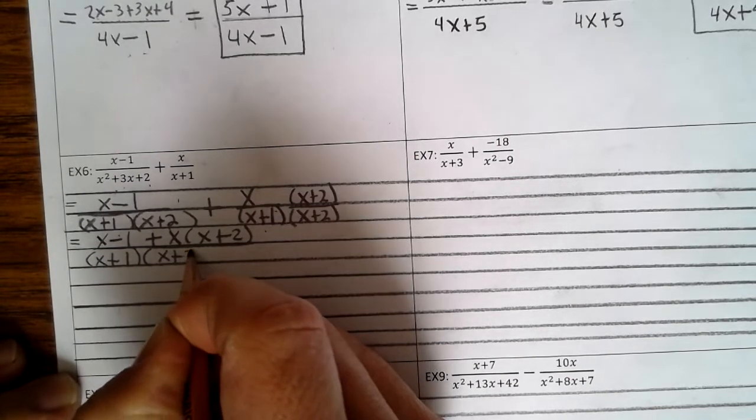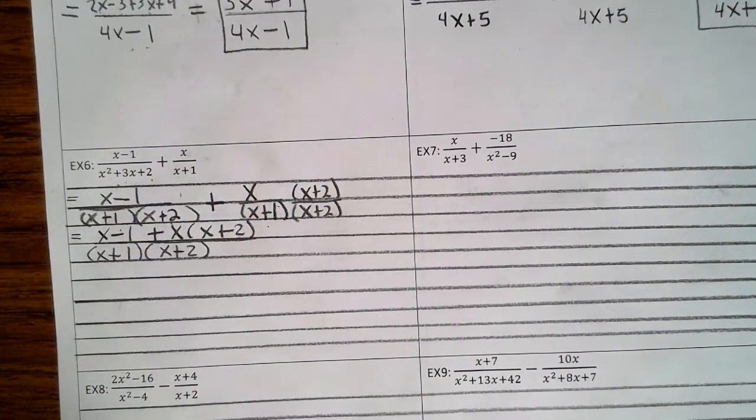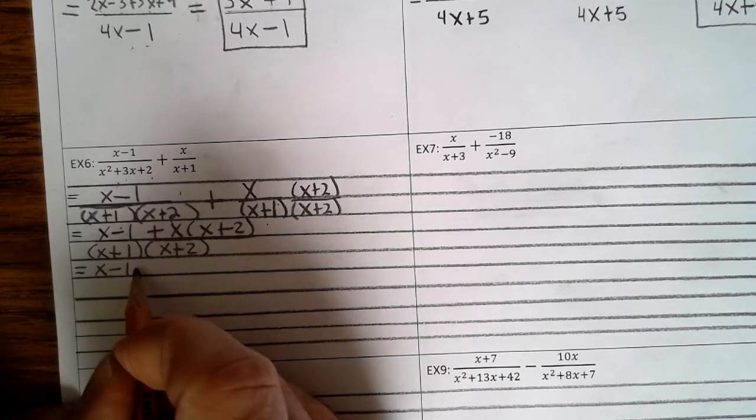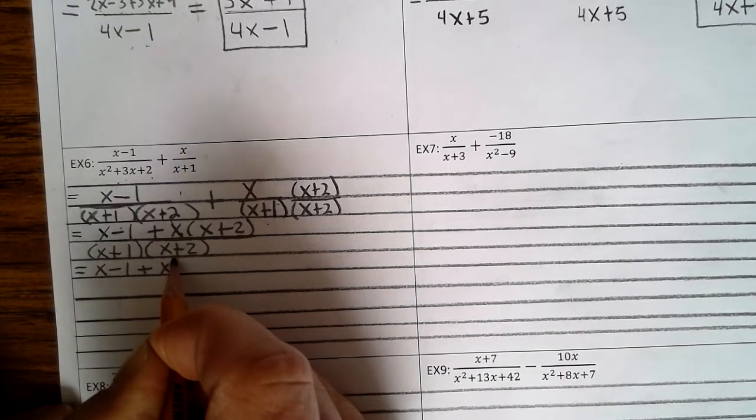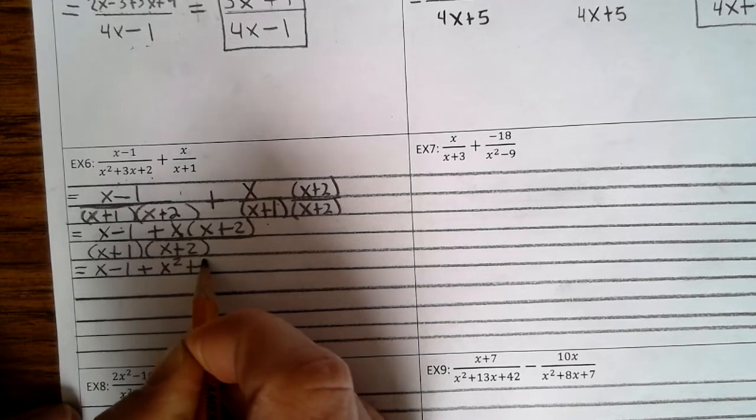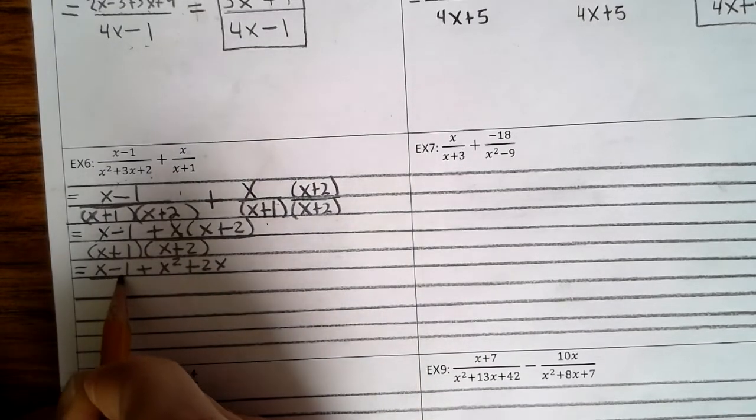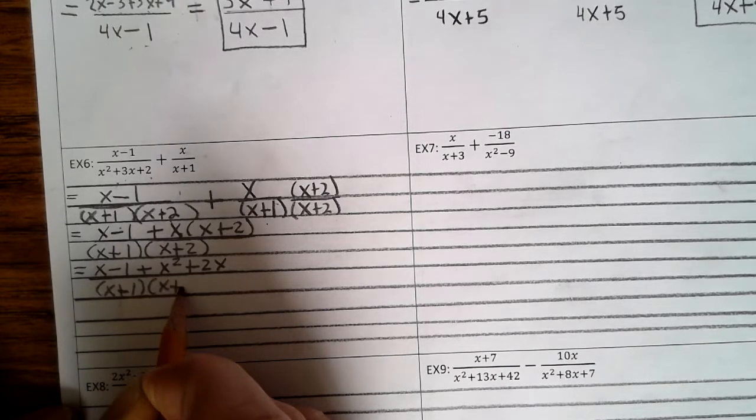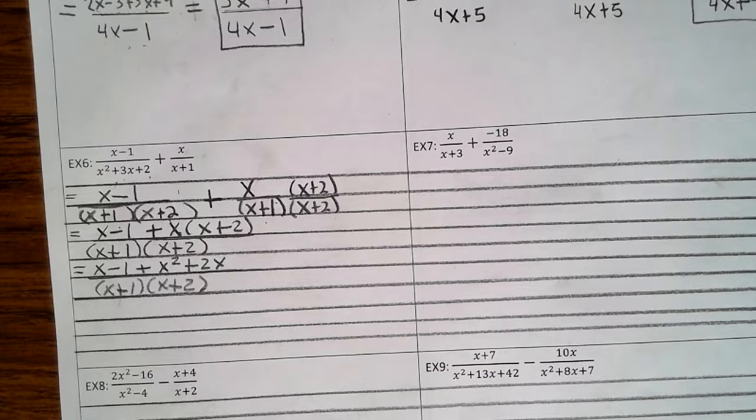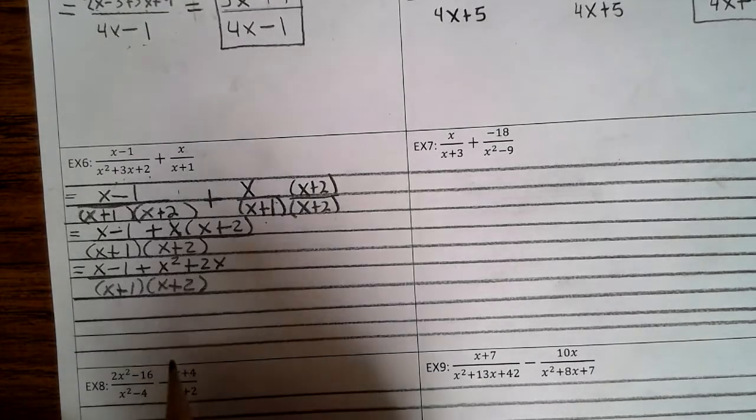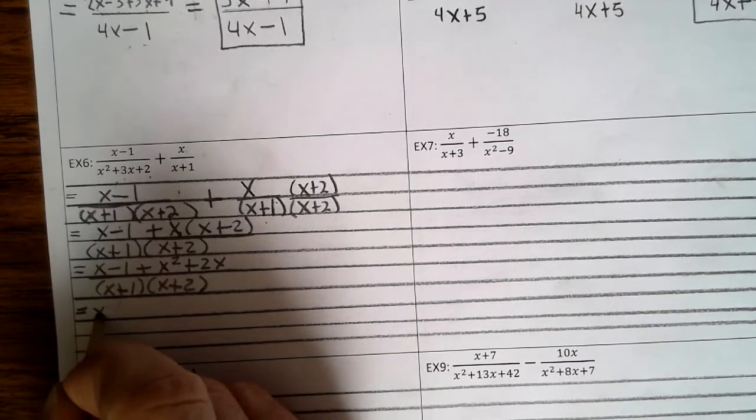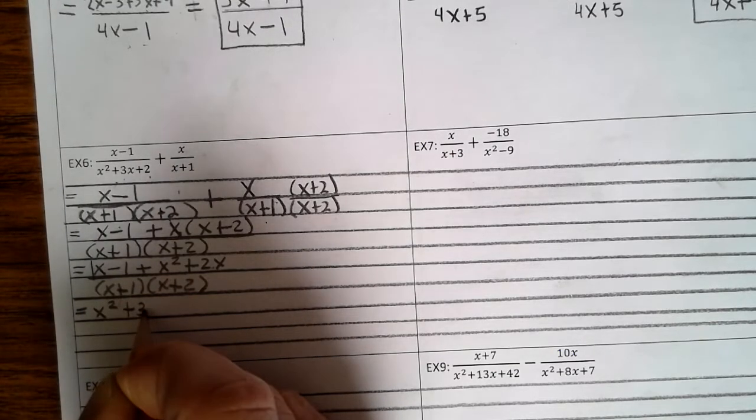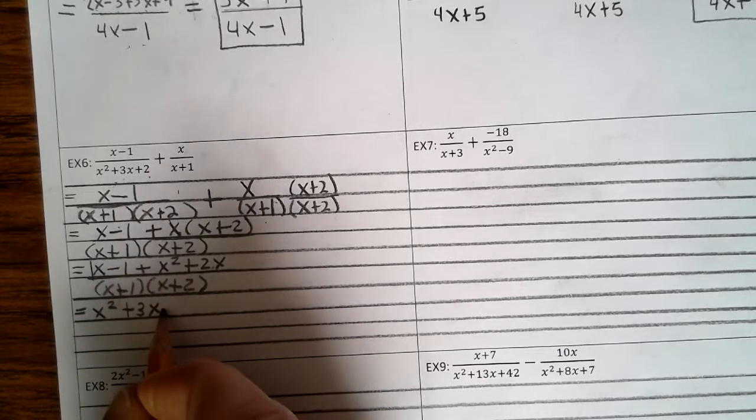So let's combine terms. We have x minus 1 plus x times x is x squared, x times 2 is plus 2x, all divided by x plus 1 times x plus 2. Okay, so now we have x squared, 2x and 1x is plus 3x, and then minus 1, all divided by x plus 1 times x plus 2.